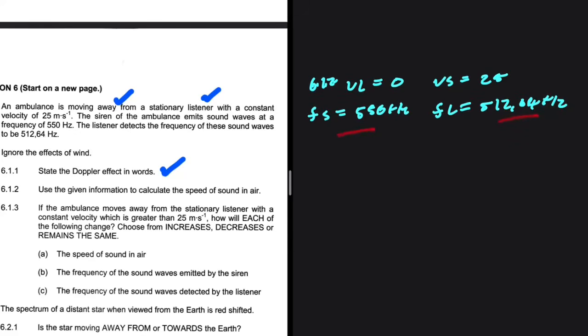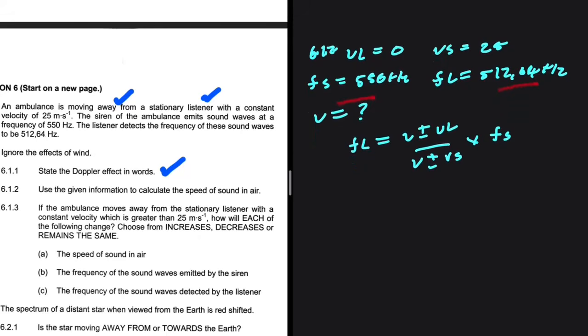But anyway, V, which is the speed of sound in air, what we're interested in, we don't have that. Okay, so that is our unknown variable. Sticking to the basics, we're going to have FL, the frequency observed by the listener, being equal to V plus or minus the velocity of the listener, over V plus or minus the velocity of the source, multiplied by the frequency as emitted by the source.